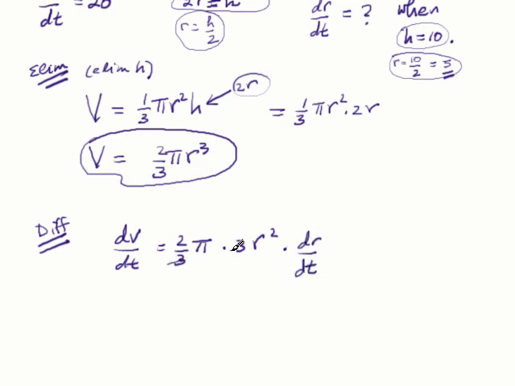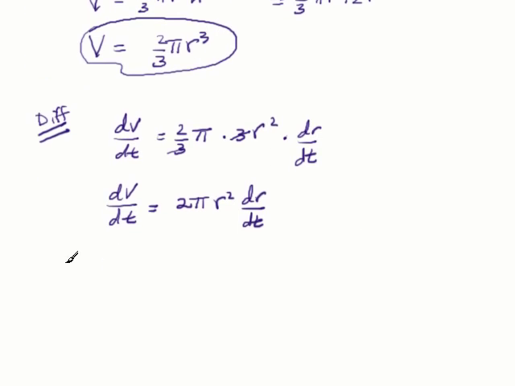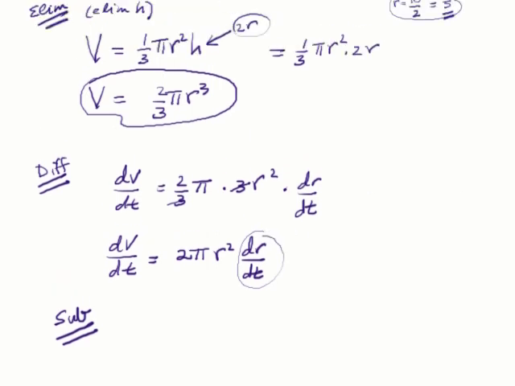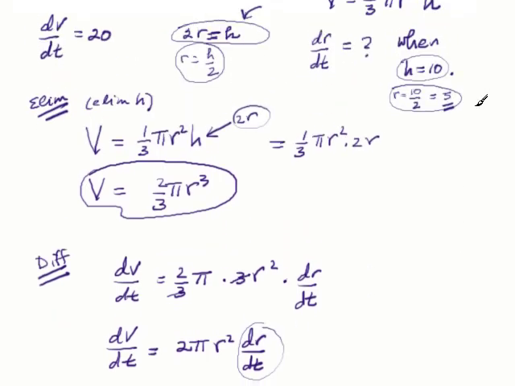Let's just cancel these 3's. Let's write dV/dt is equal to 2 pi r squared dr/dt. So now we're up to the substitute step. That'll enable us to figure out dr/dt. Well, what were we given? We were given that we want to find dr/dt when r is equal to 5, and we're given that dV/dt is equal to 20.